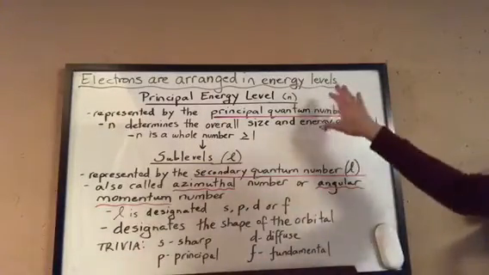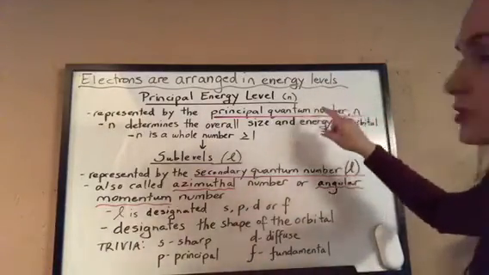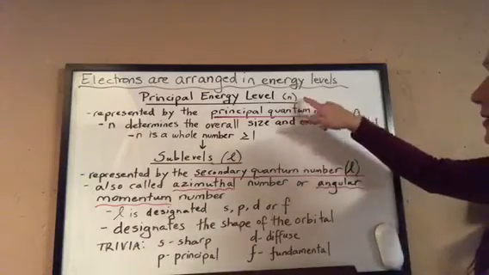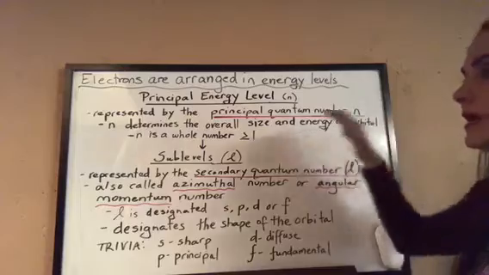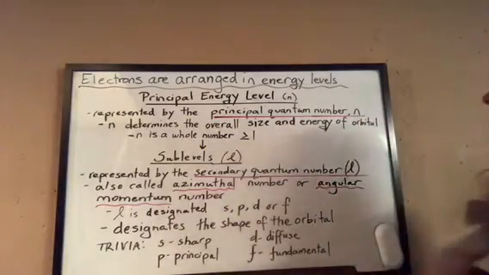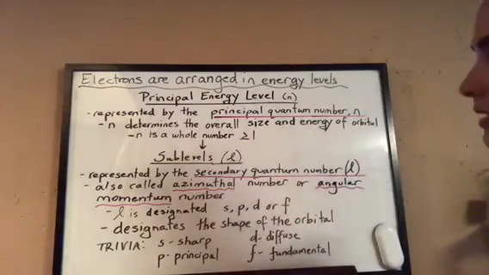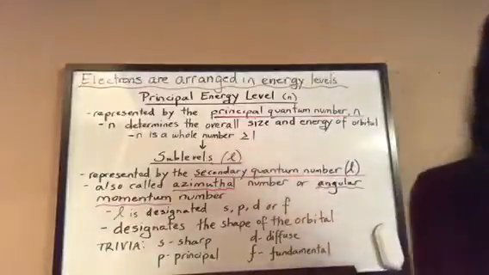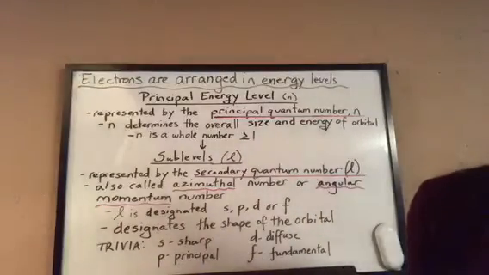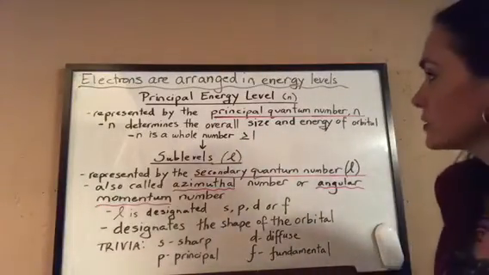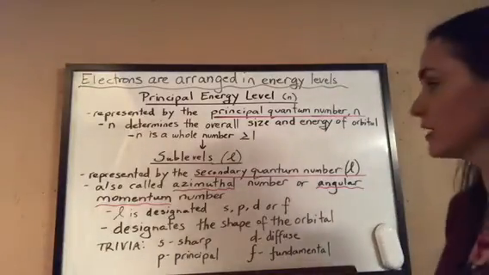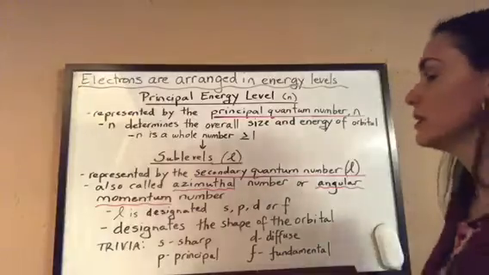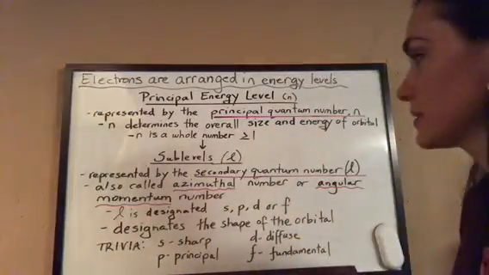Initially you have principal energy levels, which are designated by the letter n, the principal quantum number. And n determines the overall size and energy of the orbital. n is always a whole number greater than or equal to 1. Within the principal energy levels, you have sublevels. Depending upon the size of the atom and its electrons would depend upon how many sublevels you would need.